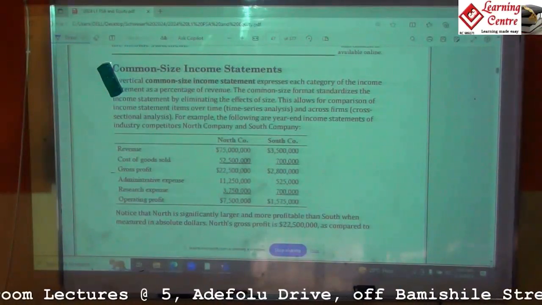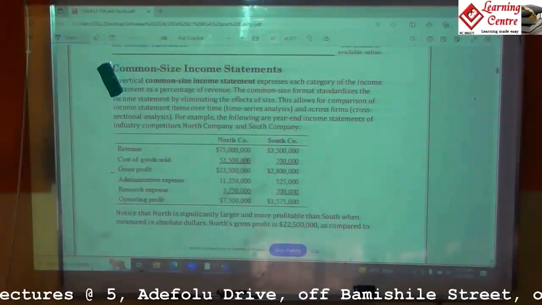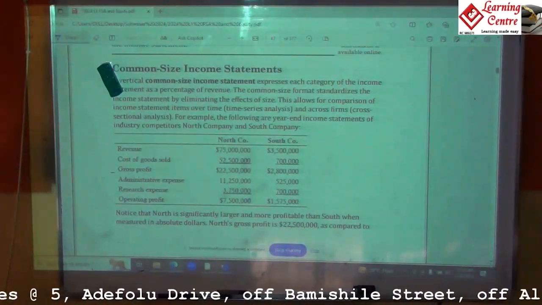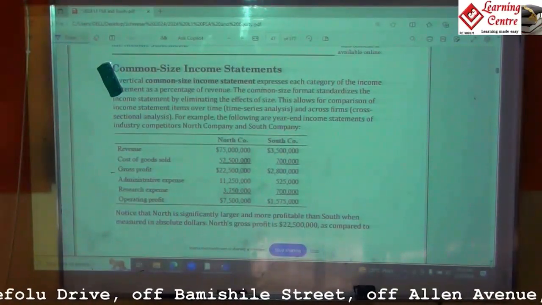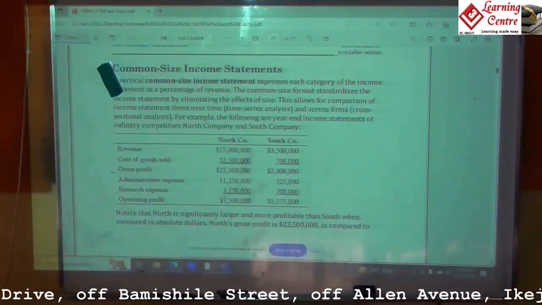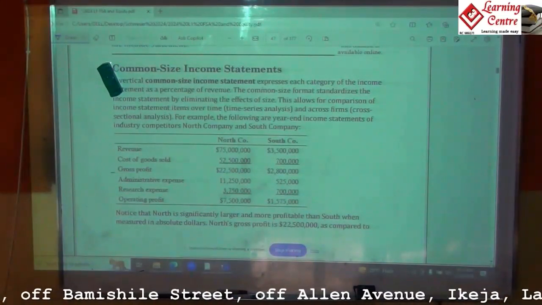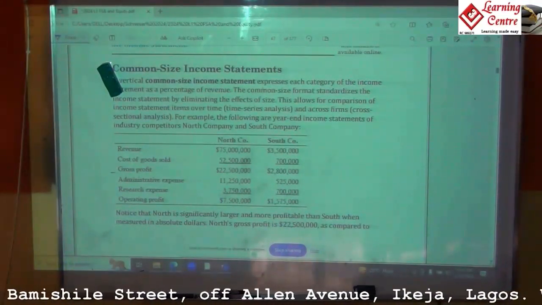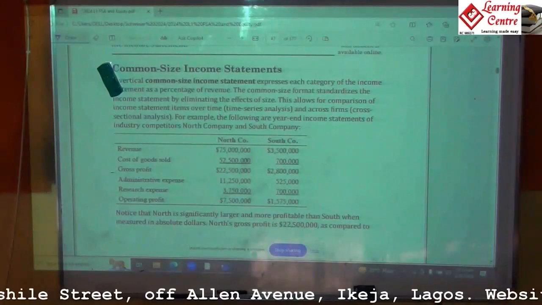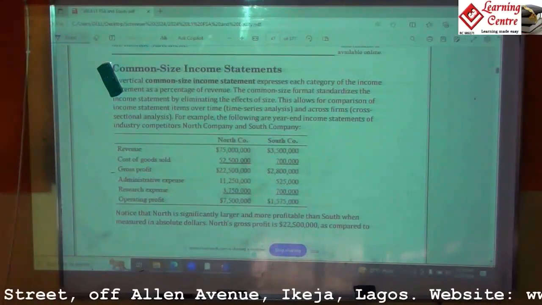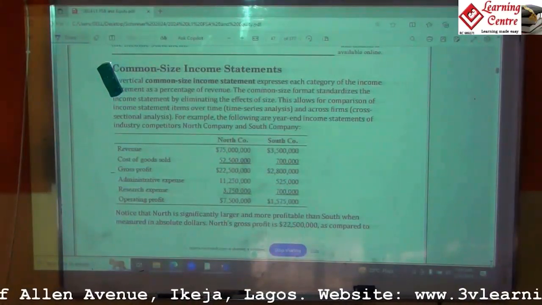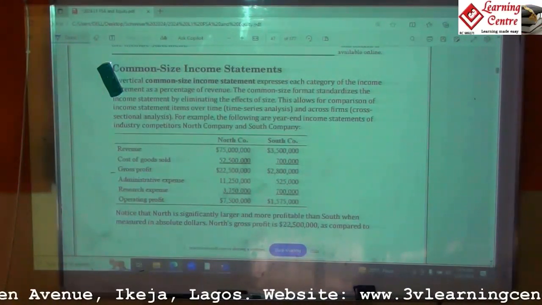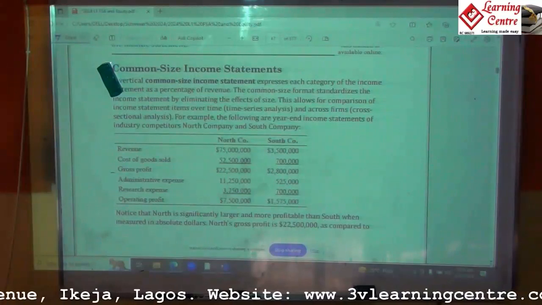You can see from their revenue sides, GTP is showing 75,000, while Kuda, which is South Co, is showing 35,000. Looking at it from the outside, who do you think is performing better? You can say North Co, GTP, is performing better. But one of the things you can actually do to know which one is performing better is to do a common size analysis.